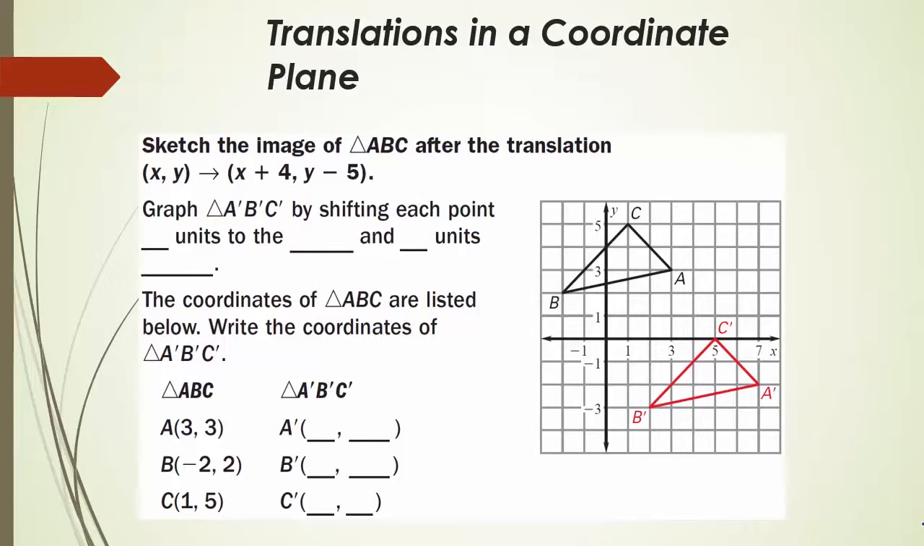Example number 1, translations in a coordinate plane. Sketch the image of triangle ABC after translation. We have our original x, y that is translated to x plus 4 and y minus 5.